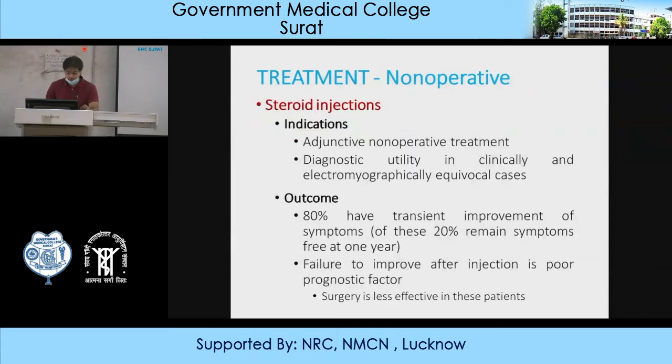Second is steroid injection. Indications are adjunctive non-operative treatment, and diagnostic utility in clinically and electromyographically equivocal cases. What will be the results? The outcome shows 80% have transient improvement of the symptoms, and failure to improve after injection is a poor prognostic factor. So if you have prescribed NSAIDs and the patient is still not improving, then we can go for steroid injection as it is adjunctive therapy. And patients who don't improve with the steroid injection will have to be considered for surgery.